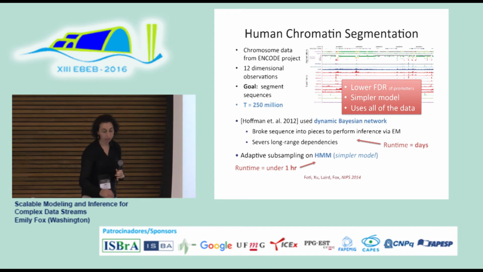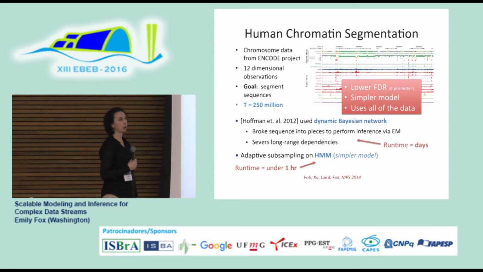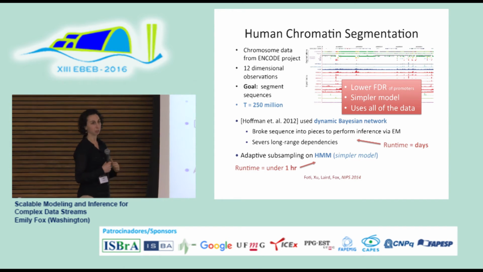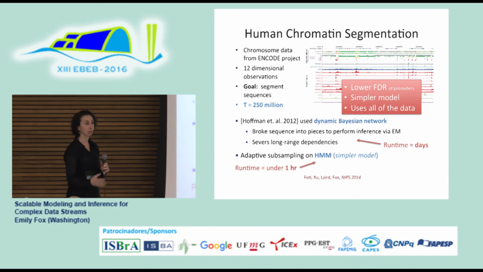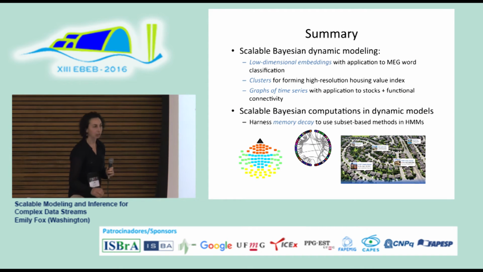But what we showed is that using a really vanilla HMM, just an HMM with Gaussian emissions, nothing fancy, but by using coherently the full data set without severing these dependencies, we're able to achieve lower false discovery rate of promoter regions, and importantly, without any truly fancy implementation, our code ran in under an hour. Okay, so that is a scalable approach to computations in time series.